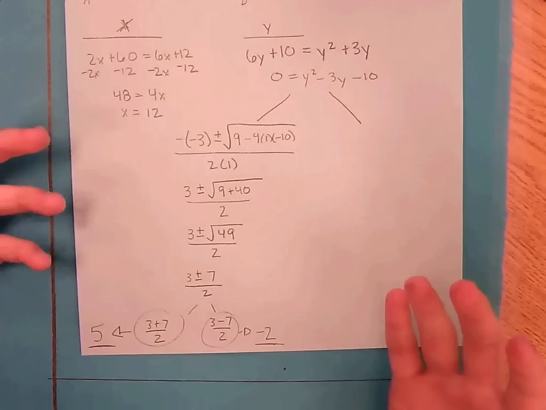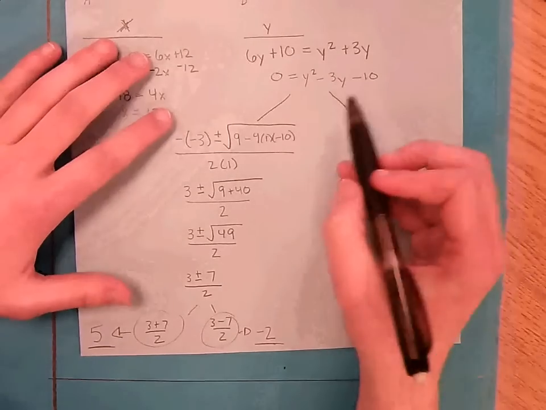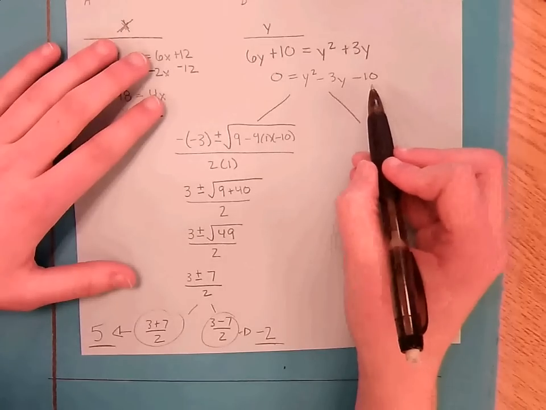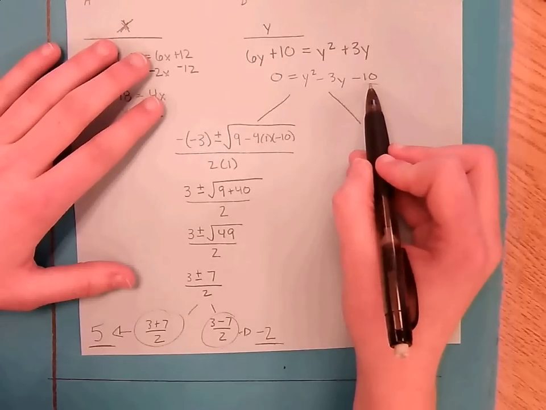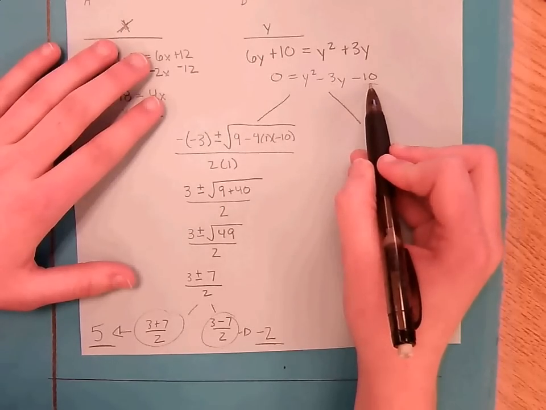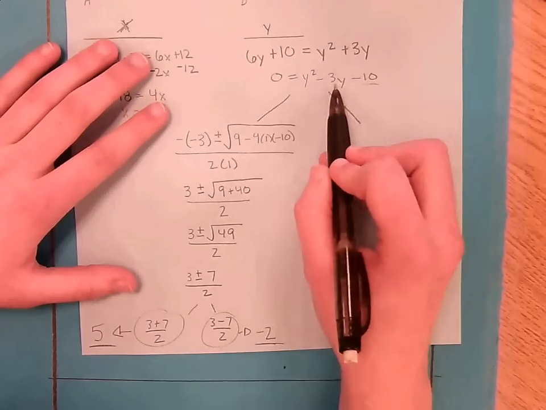Now we're going to do a factoring way. So I see this, and I look at what can make 10. Well, 10 and 1, and then 5 and 2. Which of those could be added or subtracted to give you 3?